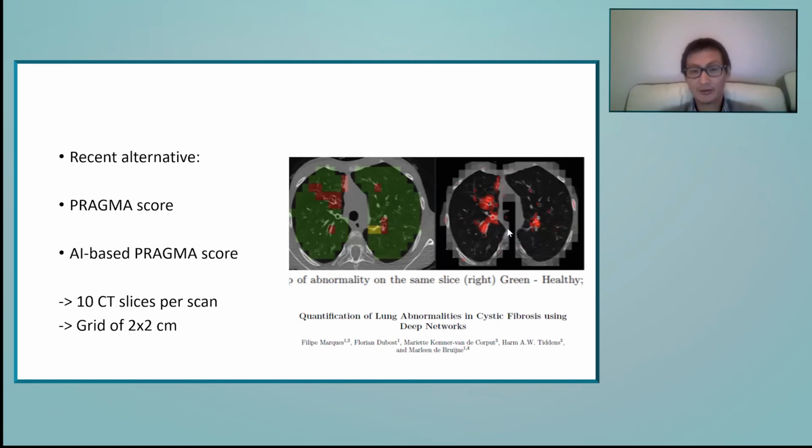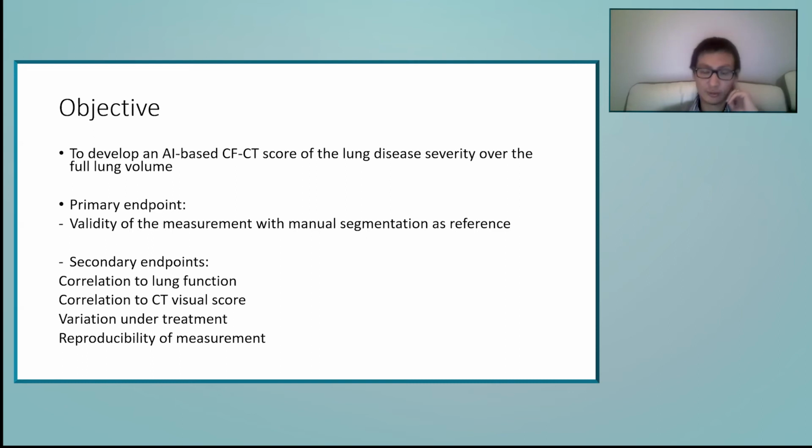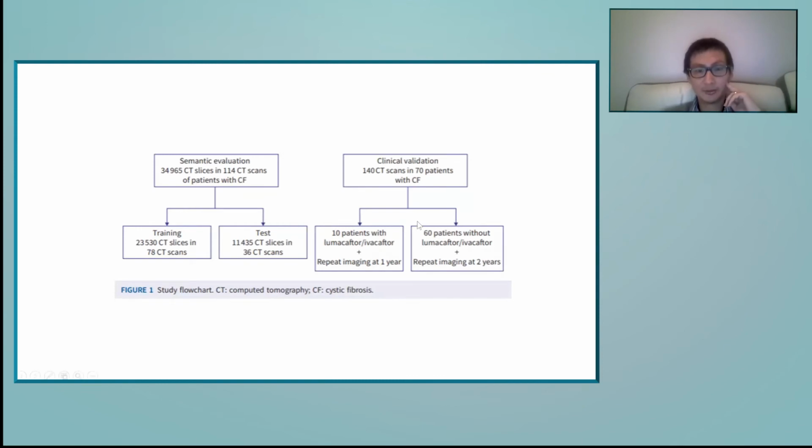And there have been some attempts to automatize this visual score, but segmenting each abnormality over hundreds and hundreds of CT slices is a crazy job. So what has been proposed in the literature is to divide the CT scan into a grid of 2 centimeter squares and then to try to perform the segmentation, but this may lead to a loss of information by using such a grid. So we try to automatize the segmentation by using artificial intelligence. And for this, we had two cohorts.